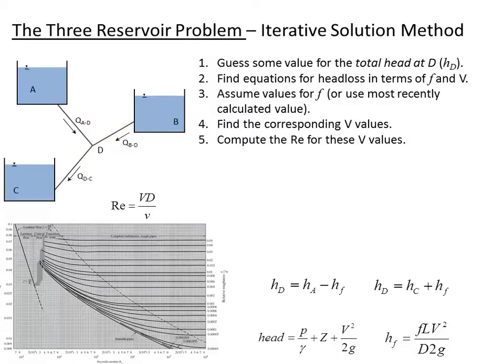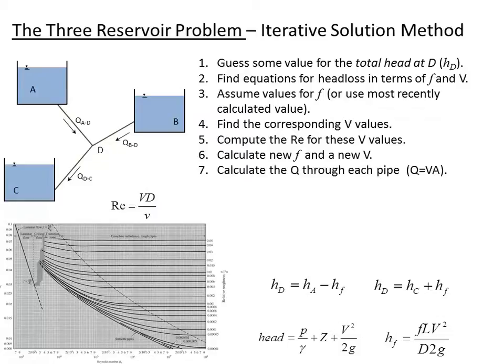Then for whatever velocity corresponds to the location that we've guessed for the head at D, and remember we've also guessed what the F value is, that leads to some velocity. We use that velocity to calculate the Reynolds number. With the Reynolds number that we found, we find a new F value and a new velocity, kind of like tuning in our F value, getting a little bit closer. And then finally, with this updated velocity, we find out what's the flow rate through each of the pipes.